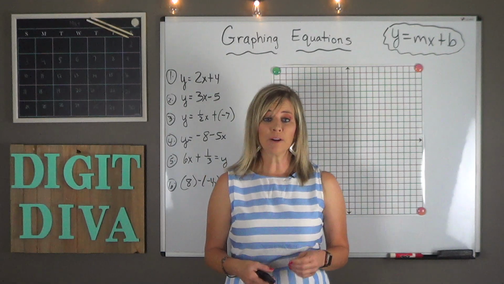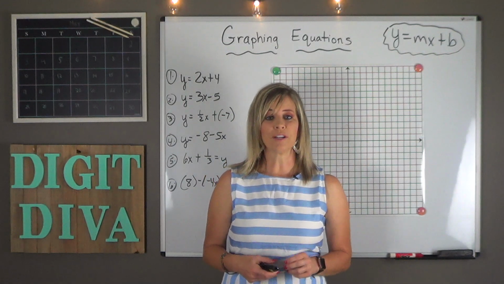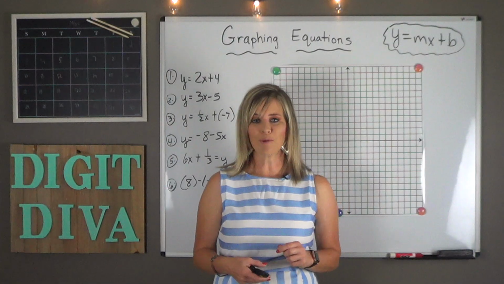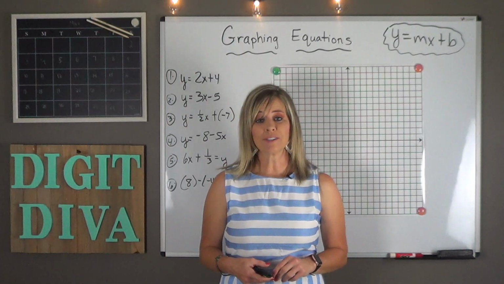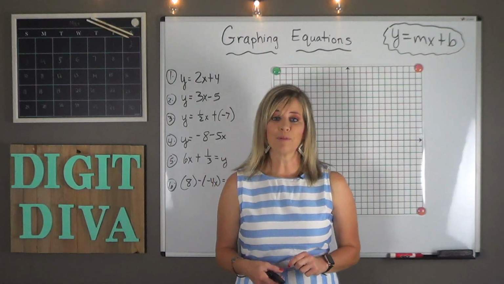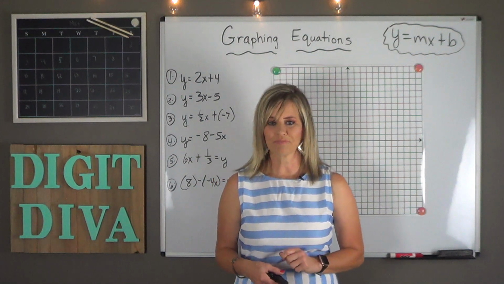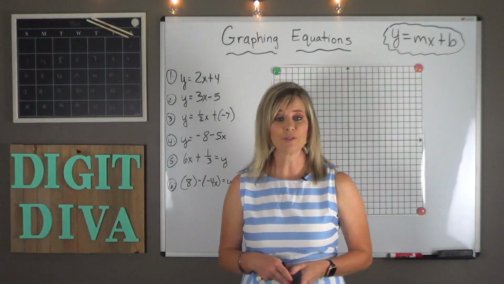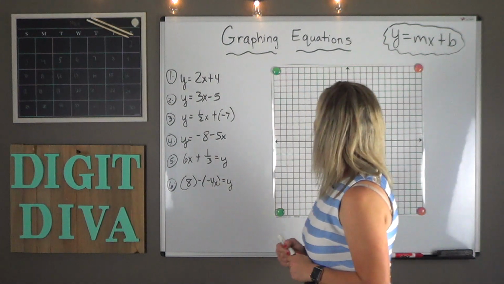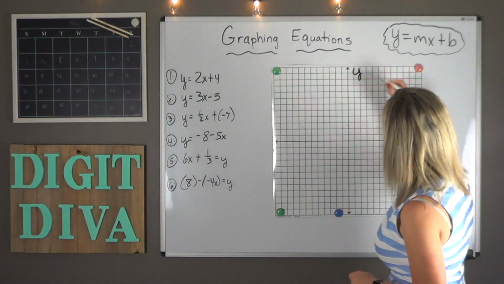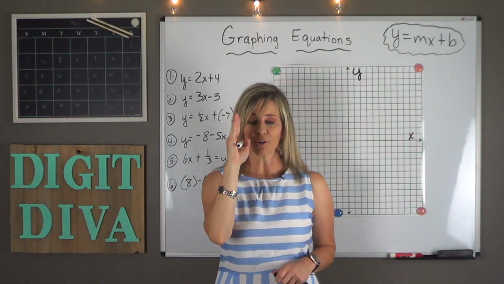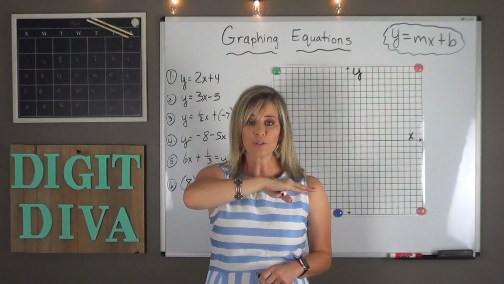And in the numerical example, we have the equation y equals 1/2 x minus 5. In this example, the slope is 1/2 and the y-intercept would be -5. Remember, minus means negative. So the y-intercept will tell you where the line crosses the y-axis. So let's look at our graph. This is our y-axis and this is our x-axis. So our y-axis is vertical and our x-axis is horizontal.